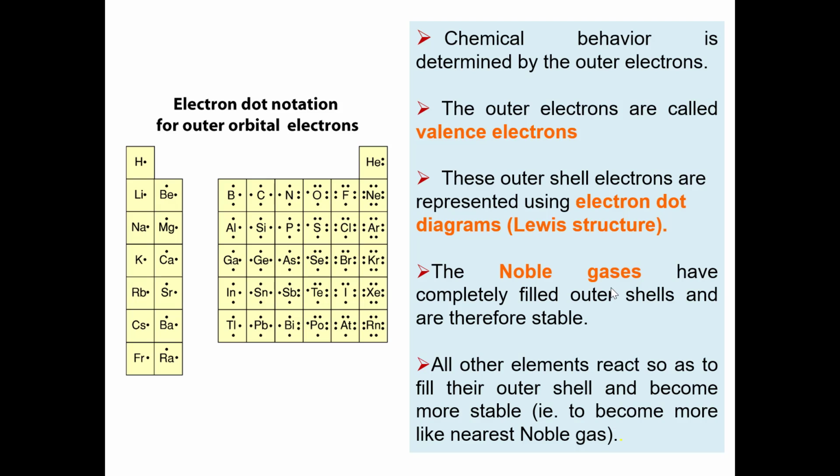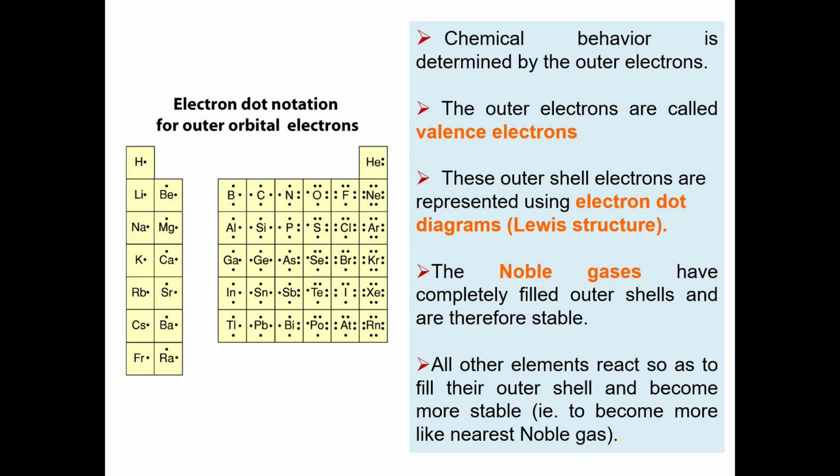Let's summarize what we know up to now. First, the chemical behavior is determined by the outer electrons. The outer electrons are called the valence electrons. These outer shell electrons are represented using the electron dot notation, also called electron dot diagrams or Lewis structure. Also, we know the noble gases have completely filled outer shells, and therefore they are stable and they don't react with any other element.